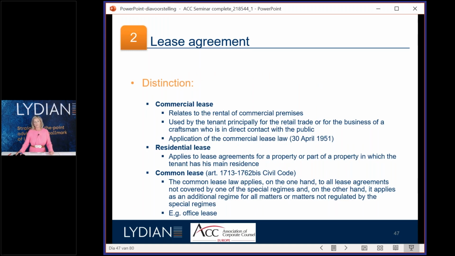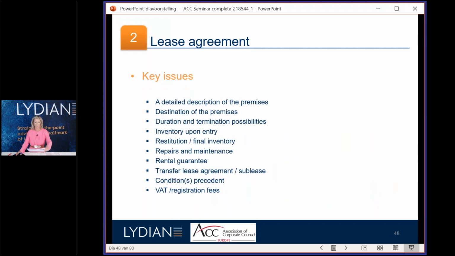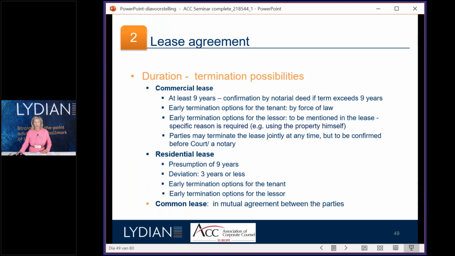Of course, we have different kinds of lease agreement: commercial leases, residential leases, common lease agreements, such as renting out of office space or warehouse space. And on the next slide, we have enumerated some key issues. I will pick some of the key issues out for you, since I do not have the time to go into detail in each of these key issues. First key issue is the duration of the lease agreement and the termination possibility.